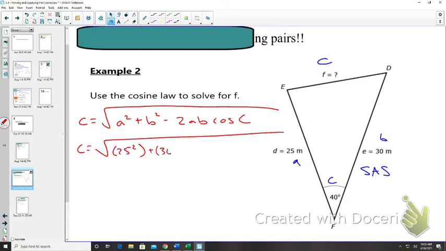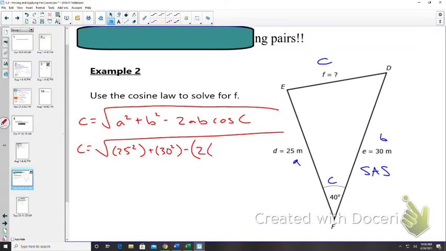plus 30 squared minus, what's that? Is this supposed to be a big number? I got 19.4. Careful with the brackets. I got 19.3. Is that right or wrong? Just watch your rounding. Well, 19.4. Yes, 19.4 is perfect. I would write it down.